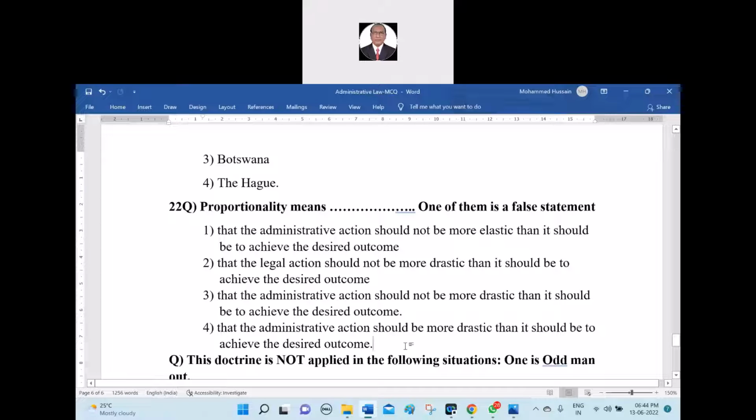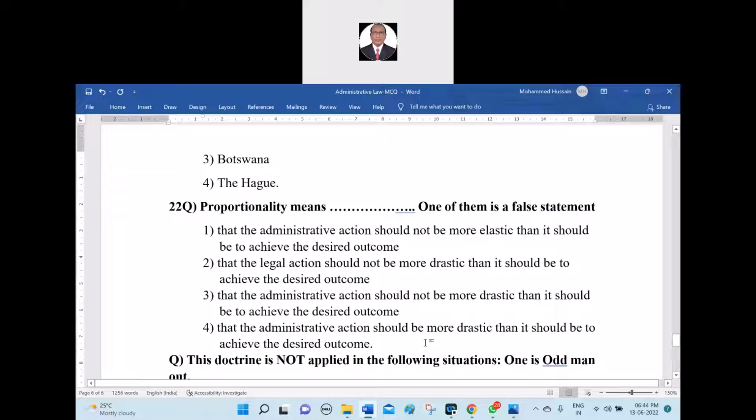I am asking for the false one. Here it should not be more drastic; in all the places, it should not be more drastic. Hence, the three are right and the fourth one is wrong. Is it correct? The fourth one is wrong. Hence, the answer is the fourth one.